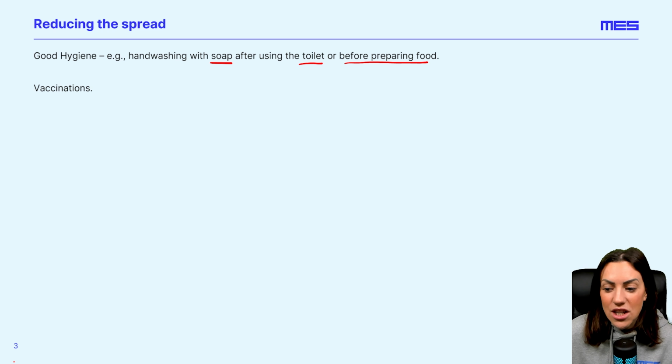Vaccinations. For some infectious diseases, you can be given a vaccination, for example, for measles or for tetanus, or you may have had your HPV vaccination.